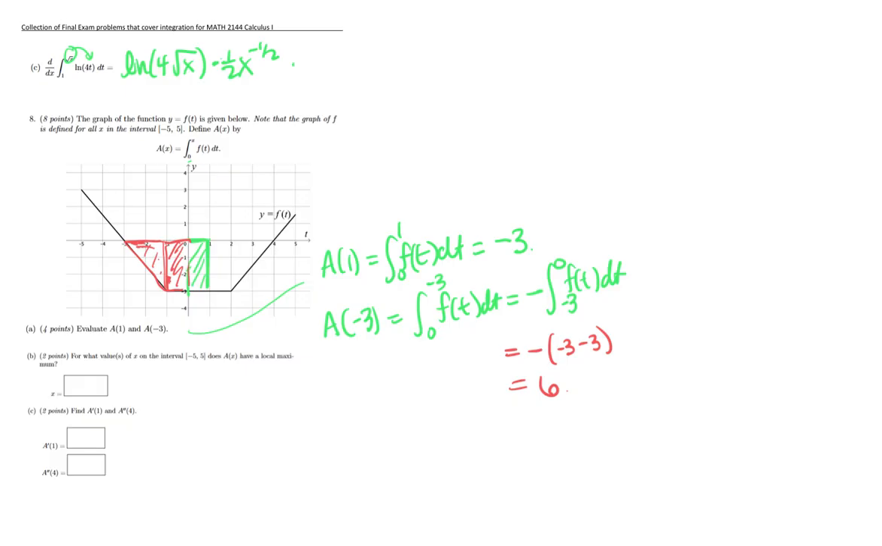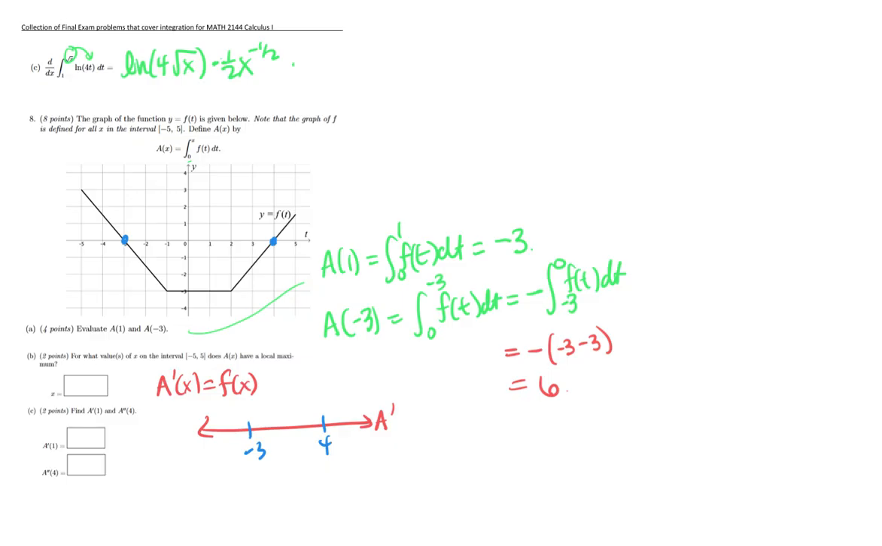For what values of x on the interval -5 to 5 does a of x have a local maximum? So remember that a prime of x is equal to f of x from the fundamental theorem of calculus part 1, and so I can make my a prime line. So a prime will be 0 when f is 0. So that's here and here. So my critical points are at -3 and at 4.